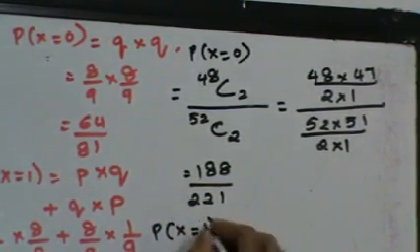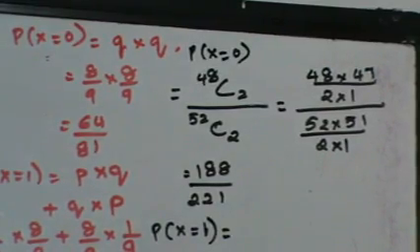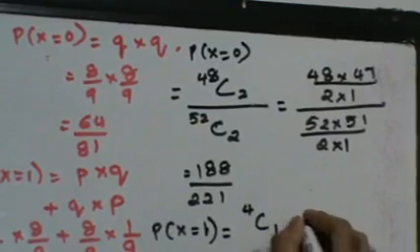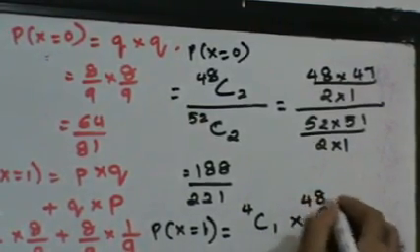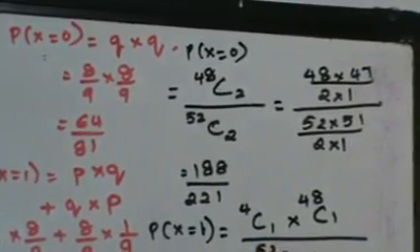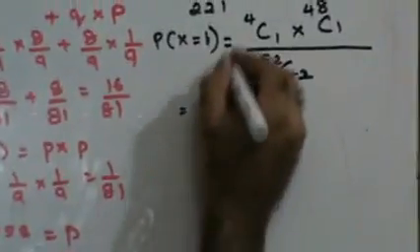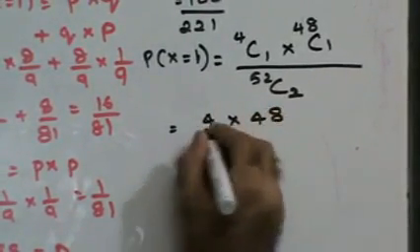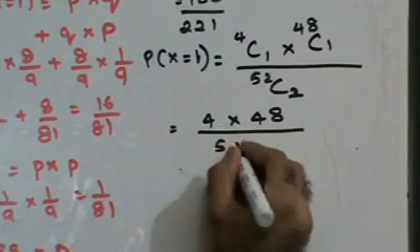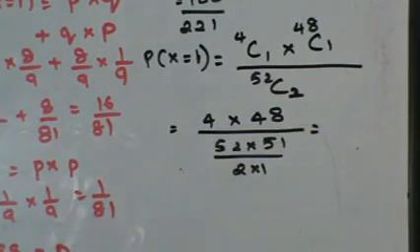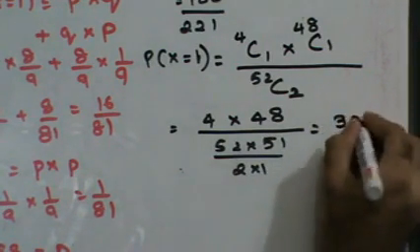Probability of 1 queen. Right? There are 4 queens in a pack, out of which 1 has to be selected, and from the non-queen cards 1 has to be selected, and out of the 52 cards 2 cards have been selected. C4 of 1 is 4. From 48 1 has to be selected, that's 48. This is 52 into 51 upon 2 into 1. Right, when I solve this, I'll get this answer as 32 upon 221.